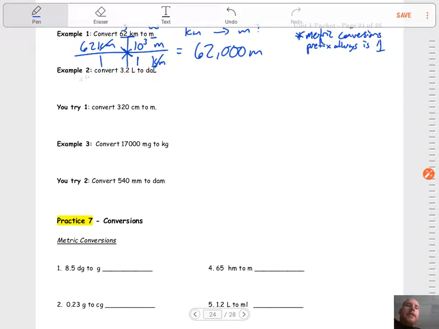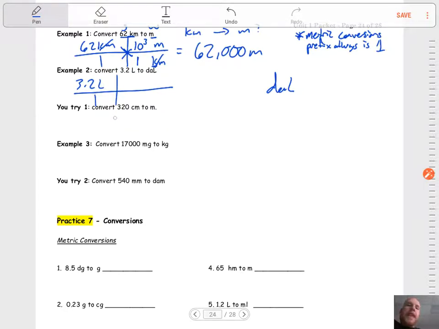All right, example 2. Write down your given, 3.2 liters. I'm trying to get to decaliters. So I've got my base, my root word, and then I've got a prefix. So I know it's going to be one step, because I'm going from a base to a prefix, or a prefix to a base, either or. Write it down, set up your T-chart.